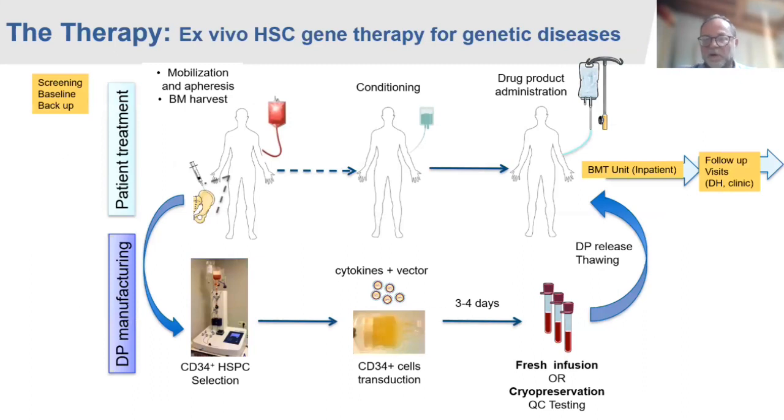This is the scheme for an ex vivo treatment. Basically, before the patient receives the gene therapy, we have to collect cells from the patient through apheresis or bone marrow harvest. The cells go to the lab, to the GMO manufacturing site, for selection and transduction, and then the vials or a sac for infusion are prepared, while the patient in parallel undergoes a myeloablative conditioning treatment, in order to create space for the new cells that will be reinfused when the gene therapy is administered. After that, there are several follow-up visits to keep monitoring the safety and efficacy of the treatment.